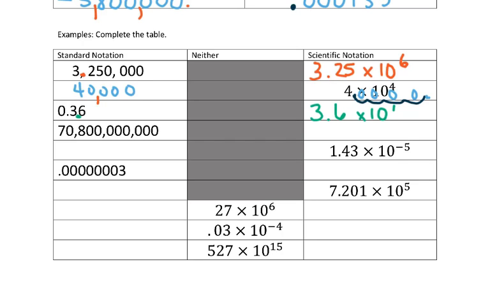Now, the last thing I need to think about is, is this number greater than 1 or between 0 and 1? So obviously this is between 0 and 1, which means my exponent has to be negative. So I go back over here and I put a negative exponent. So it's 3.6 times 10 to the negative 1.